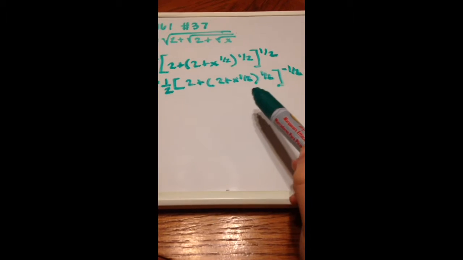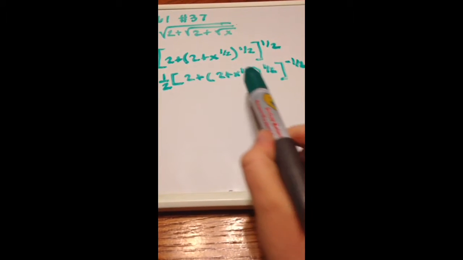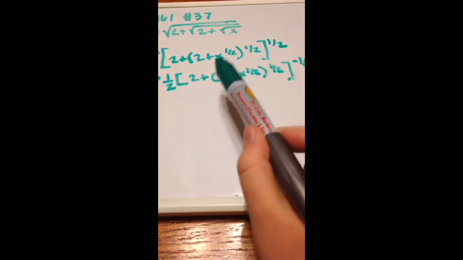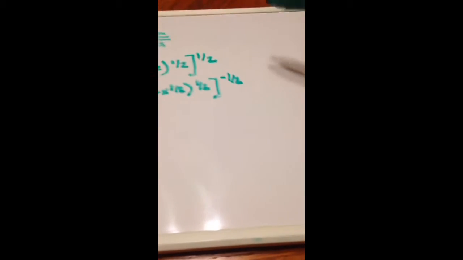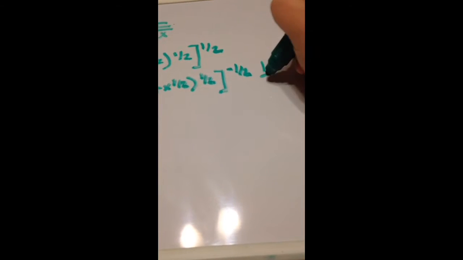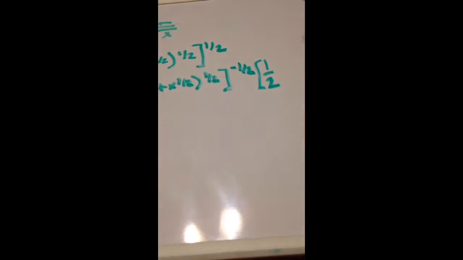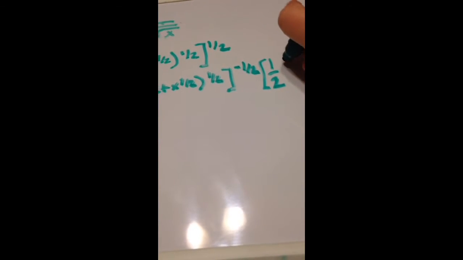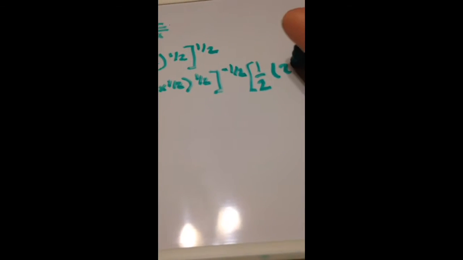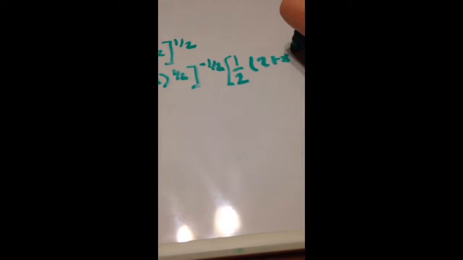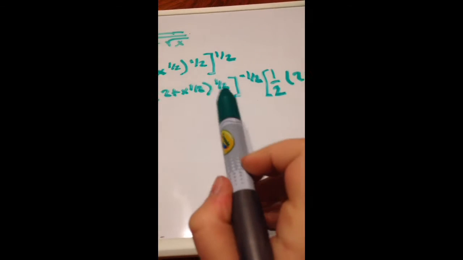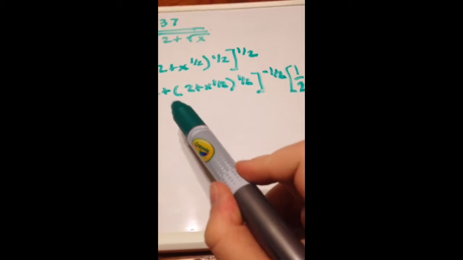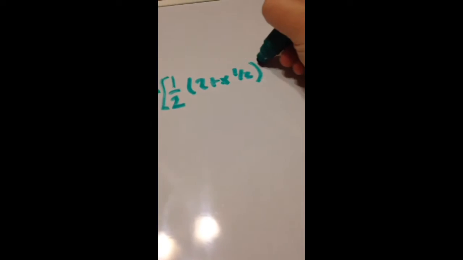Now the next part of the chain rule is to take the derivative of the block, which is right here. So we're going to take this 1/2 right here, multiply it in the front. So we're going to get 1/2. And then we're going to rewrite the inside. 2 plus x to the 1/2. And then because we took this 1/2, multiplied it in the front, we're going to subtract 1 from it. So it's going to give us negative 1/2.